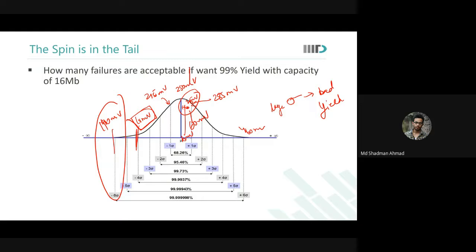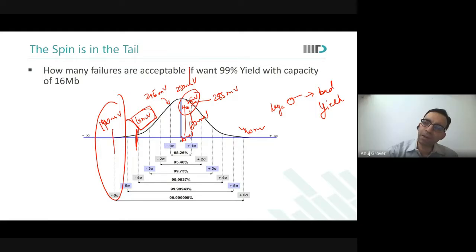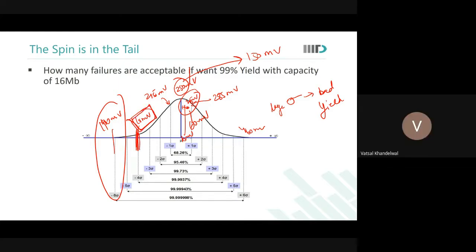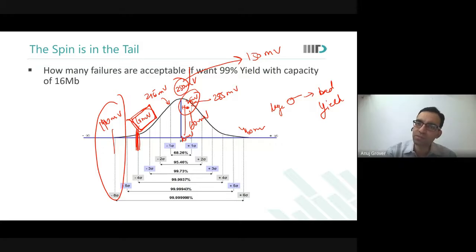Yes, sir. Okay. Now let us say that my sigma is 35 only, but my mu instead of 250 has gone to 150. Now what happens? At 4 sigma again I have only 10 millivolts. Are you able to see this?